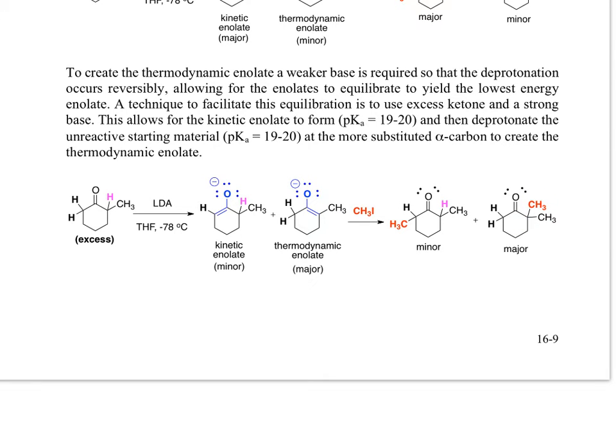But it comes down to, again, which one's formed fastest and which one's lower in energy, and in these cases you have to let it equilibrate if you want the thermodynamic enolate.